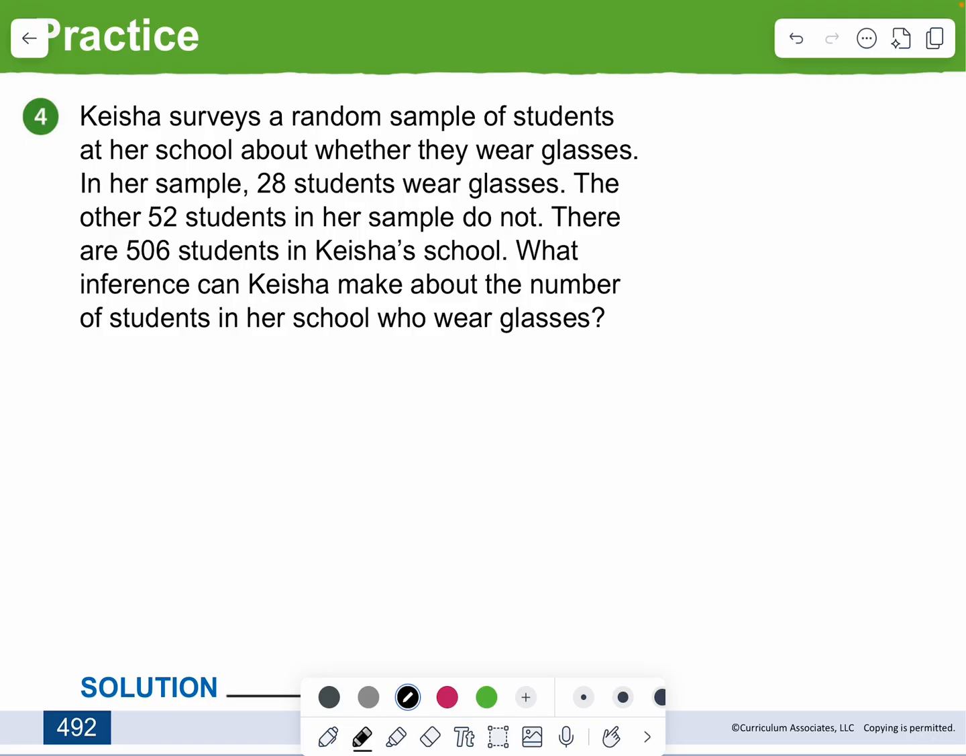So in her sample, 28 students wear glasses, 52 do not. So how many did she sample? What's our sample size? We call this a sample size. 52 plus 28. That's a total of 80. 28 wear glasses. What inference can Keisha make about the number of students who wear glasses? In her whole school of 506.